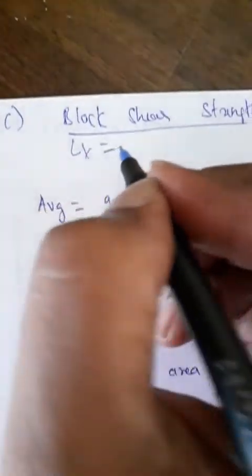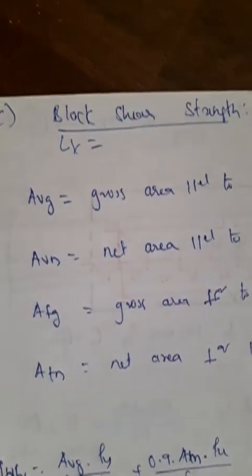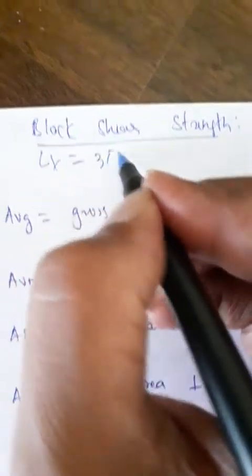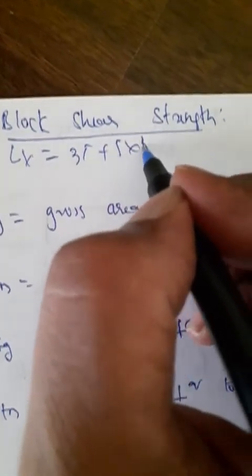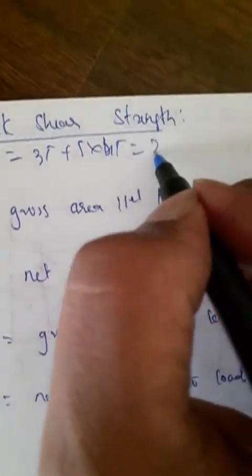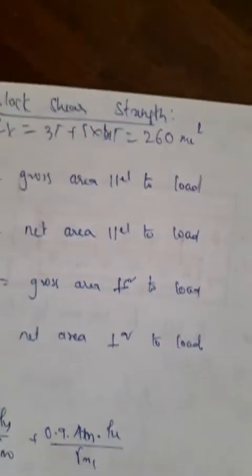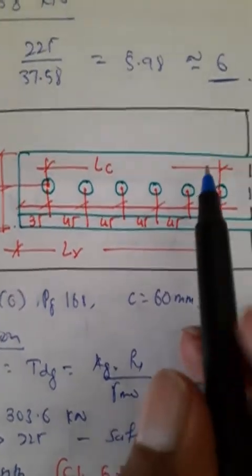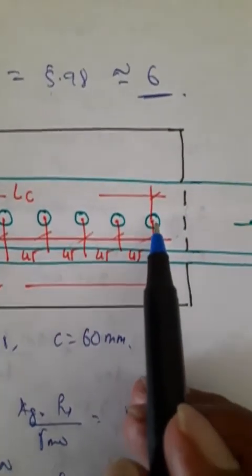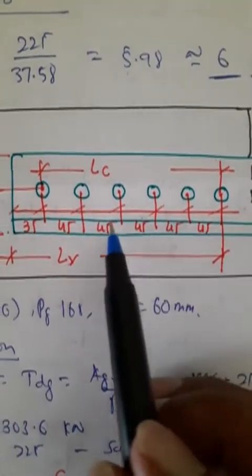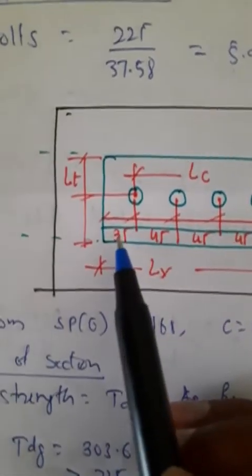To find block strength, first you require LV. So LV is distance of extreme bolt to the edge of the plate, and that is given by 35 plus 5 into 45. So you have the answer 260 mm. Just let me show this value. Bolt center of extreme bolt to this end of the plate, that is LV. So 1, 2, 3, 4, 5. 5 into 45 plus 35.